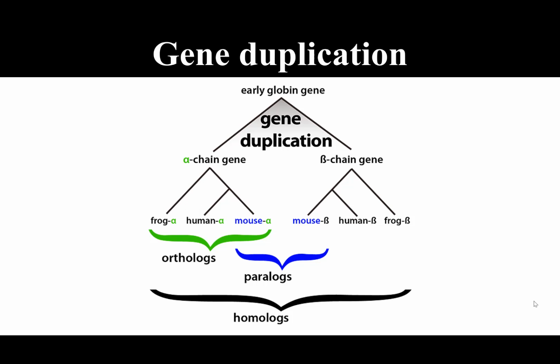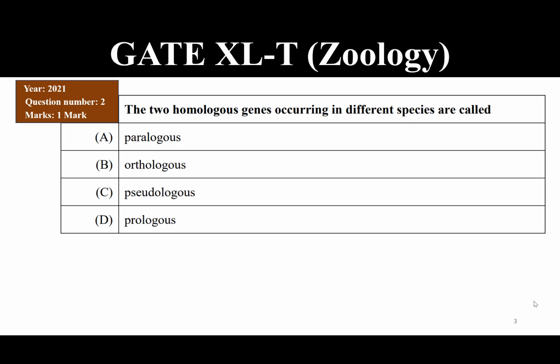And all these genes, alpha and beta of human, mouse, or frog, are called homologs because they are all related to each other by an evolutionary relationship. So our question said two homologous genes which are occurring in different species. Homologous genes, basically, share evolutionary history and are present in different species. So they are called orthologous genes.